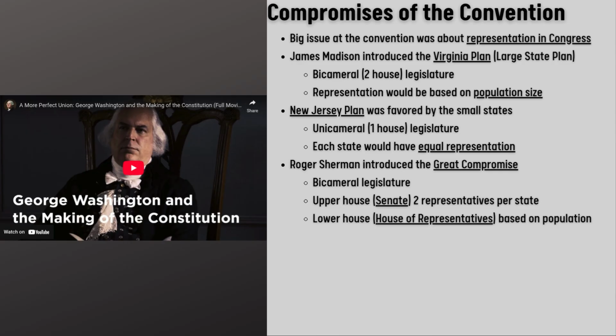These compromises laid the foundation for our current system, illustrating the importance of negotiation and balance in government. As we move forward, we'll see how these compromises also extended to another contentious issue like slavery.